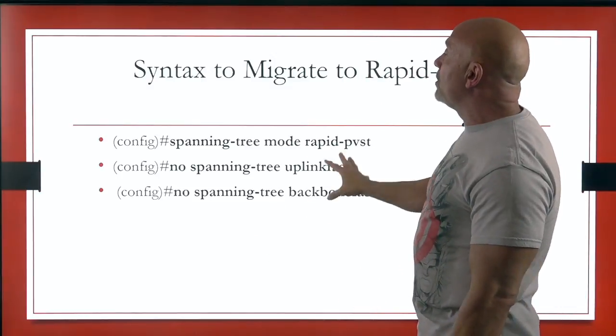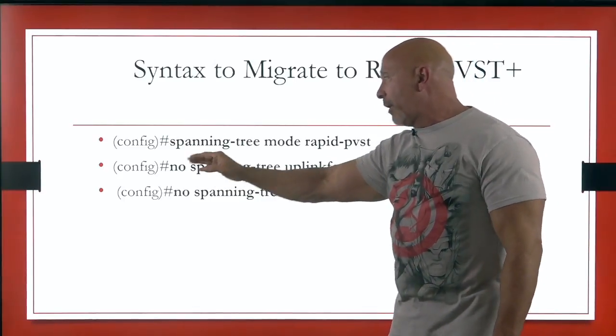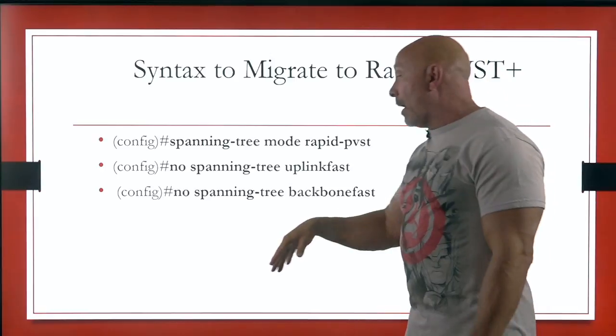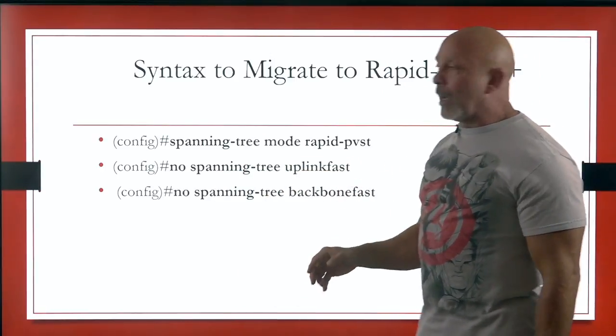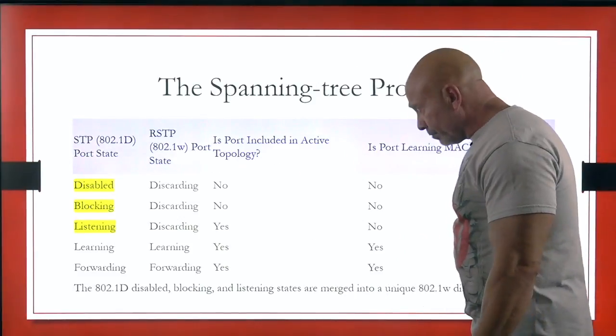Now, this is how you would migrate to Rapid PVST. All it is, you're in global configuration and you do spanning-tree mode rapid-pvst. And you can take out, as I said previously, these two, which you probably may not need. Now, there is a little table that I made here.